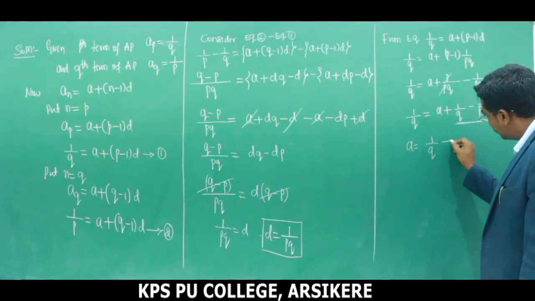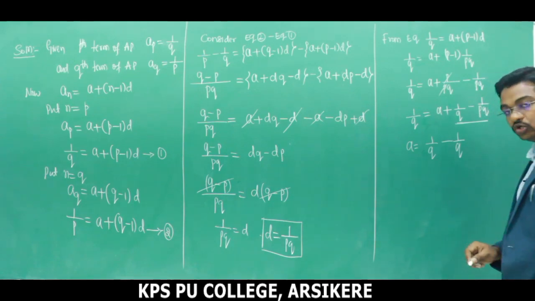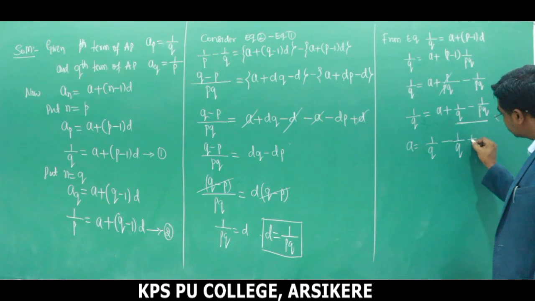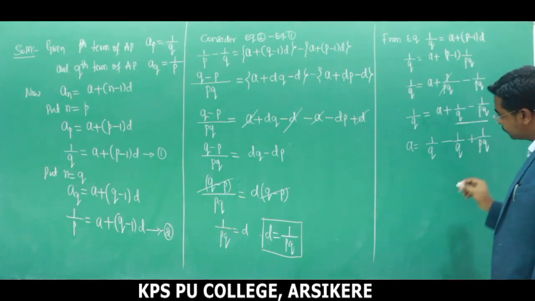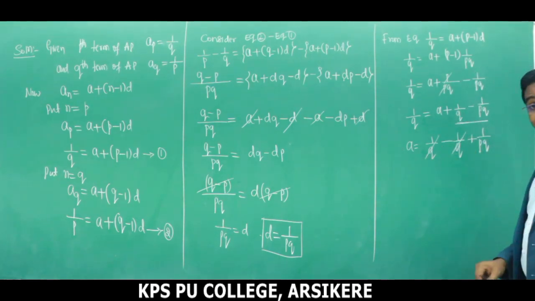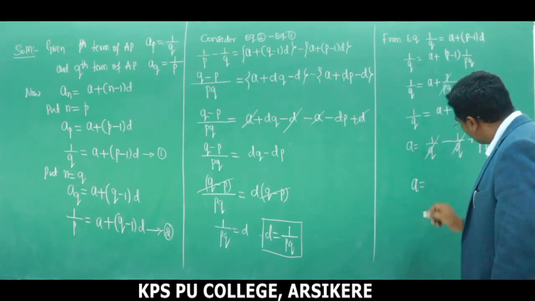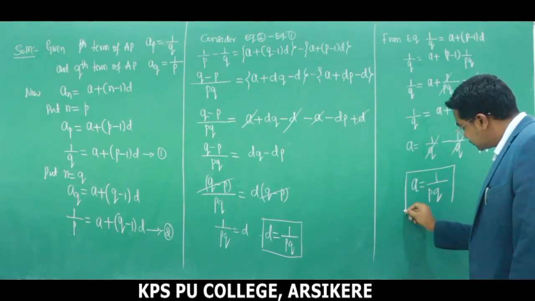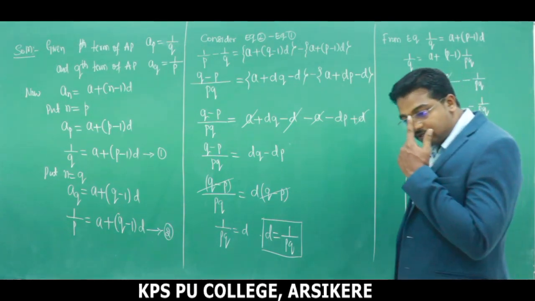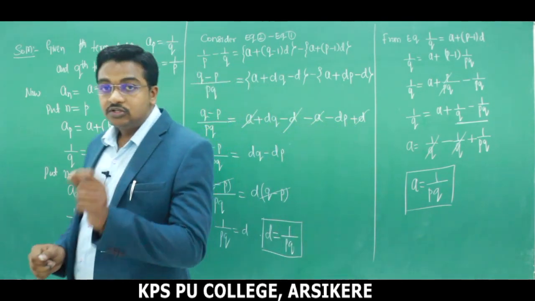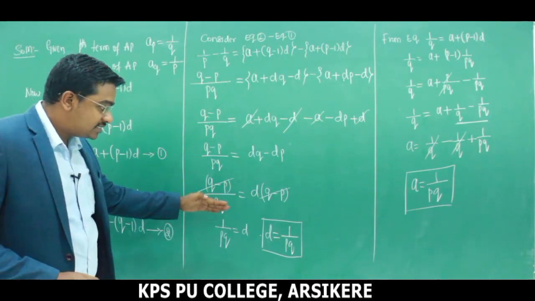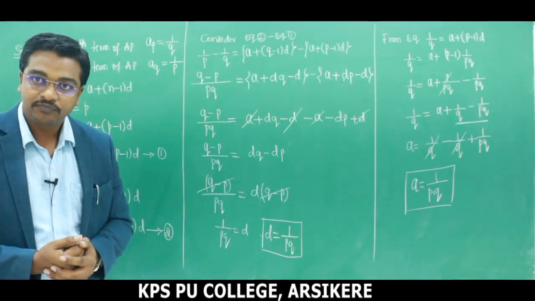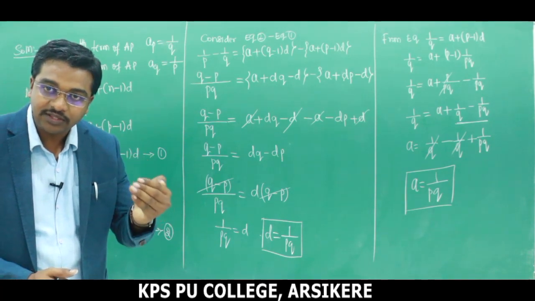So 1 divided by q as it is, plus 1 by q becomes minus 1 by q, and minus 1 divided by PQ becomes plus 1 divided by PQ. So plus and minus get cancelled. What are we left with? a is equal to 1 divided by PQ. This is the first term. So what we obtained: the common difference d is equal to 1 by PQ and the first term is 1 divided by PQ. Take a pause and note all the things I have written here.